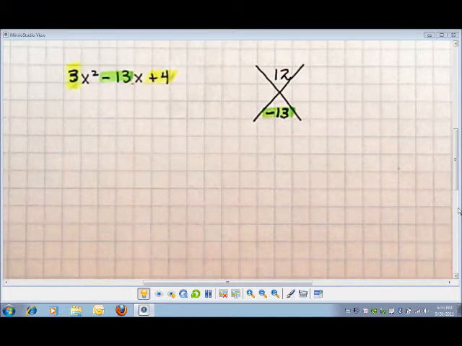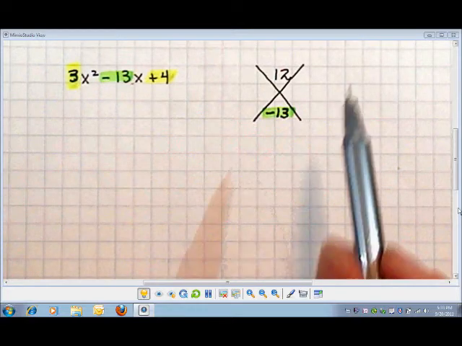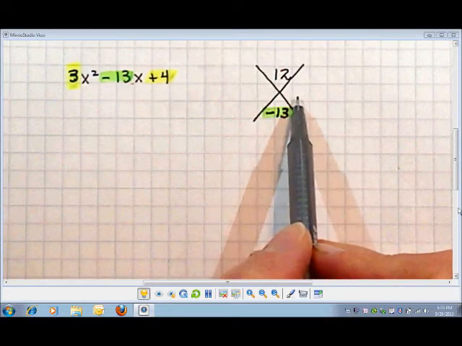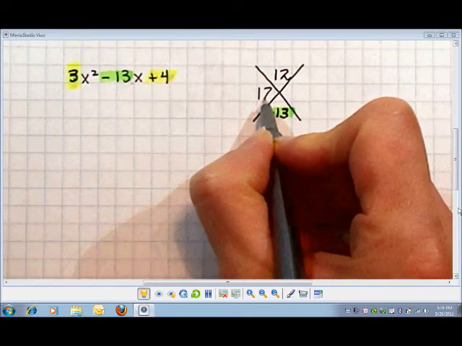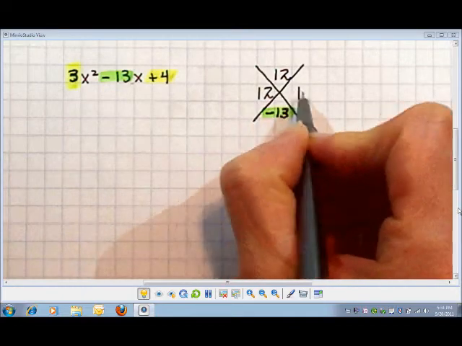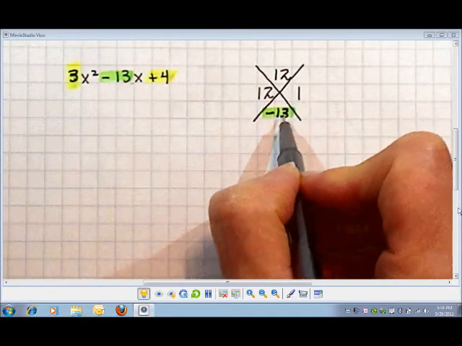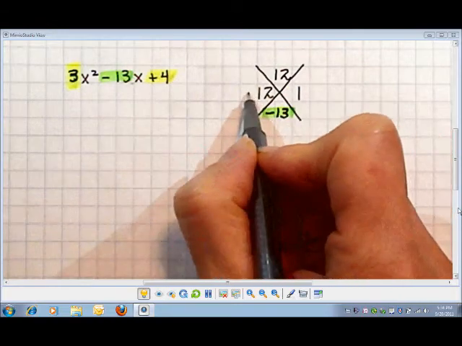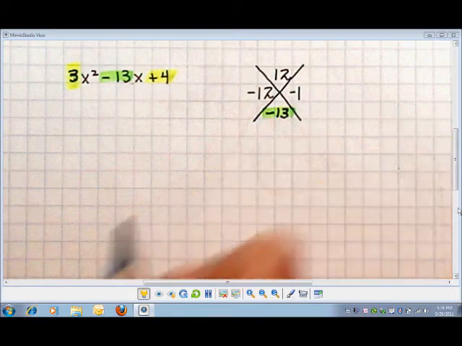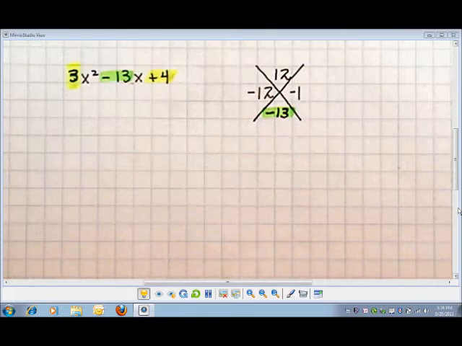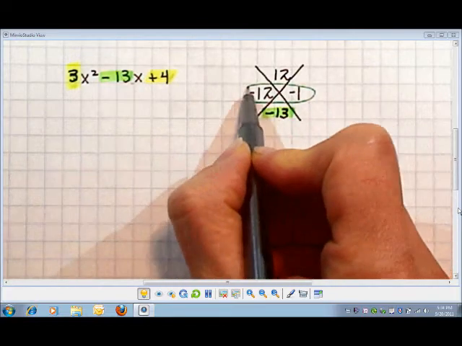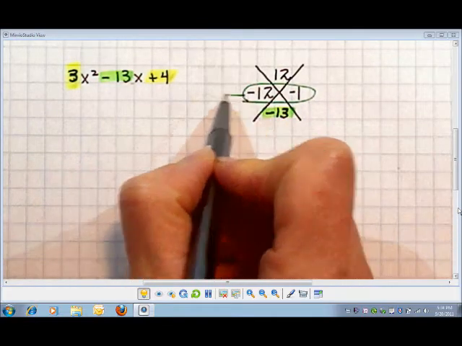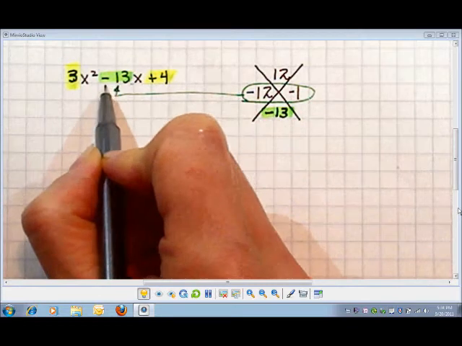So now I have to think, what are the factors of 12 that equal negative 13? Well, 12 times 1 equals 12. 12 plus 1 equals 13. I want it to be negative, so both these factors have to be negative. So notice that negative 12 and negative 1 gives me my negative 13.